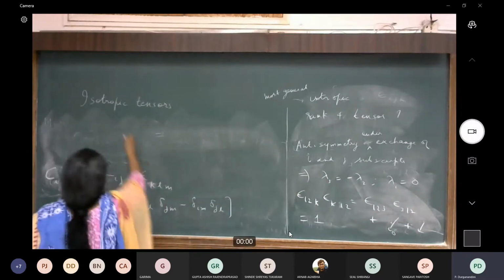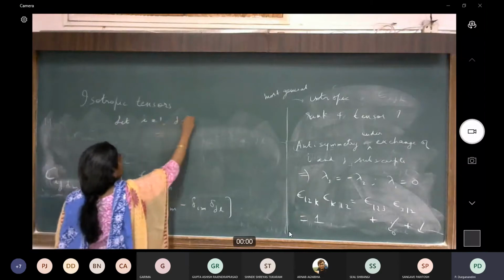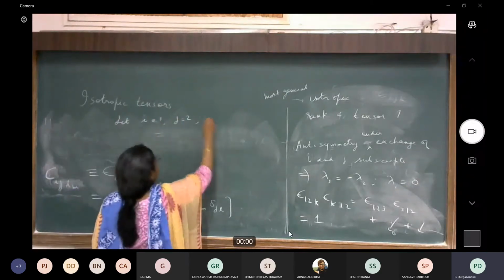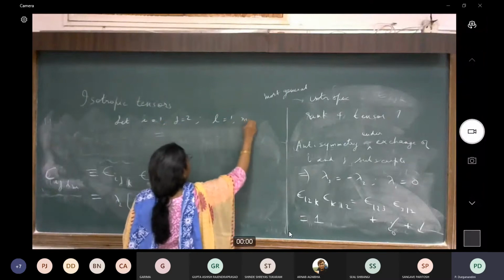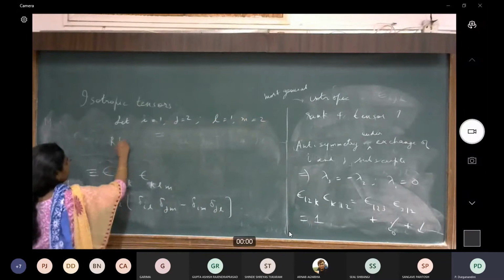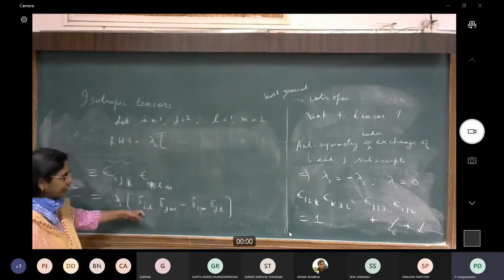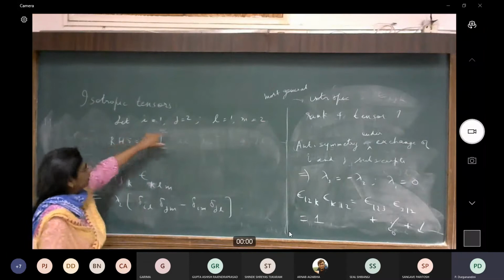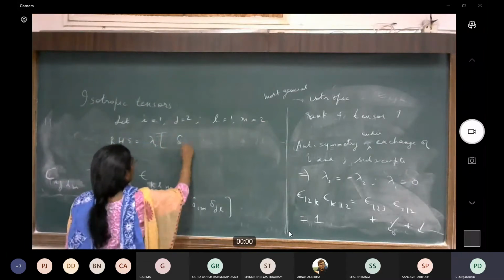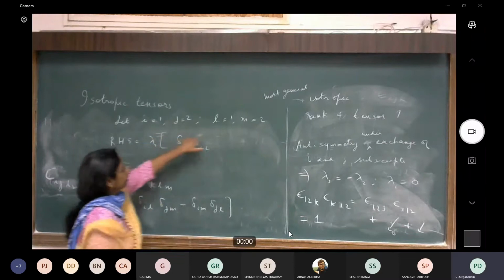I'm fixing the values now. Okay, so let i equal to 1, j equal to 2, and then I have taken l equal to 1 and m equal to 2. Then your right hand side now will be equal to lambda 2 into, since I have taken i equal to 1 and l equal to 1, I'm going to get delta 1, 1. This is going to give me delta 2, 2 because j is 2 and m equal to 2.